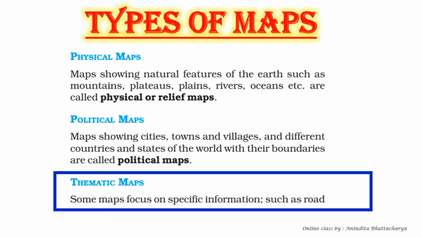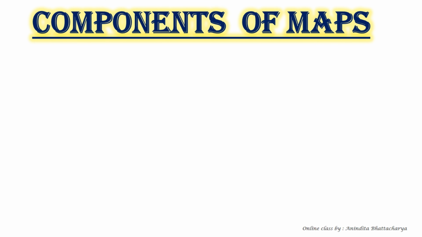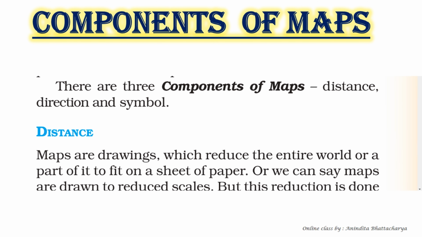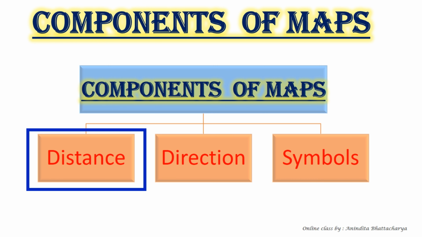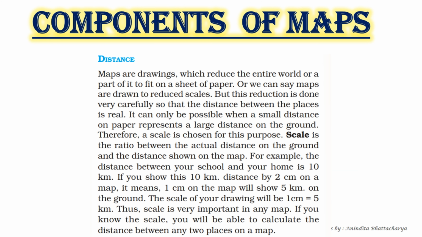Now we are going to discuss our next topic, and that is the components of a map. All maps have some common essential elements that help us read, understand and interpret them. These are distance, direction and symbol. Now we are going to discuss the first one, distance. Distance means the space between any two places.